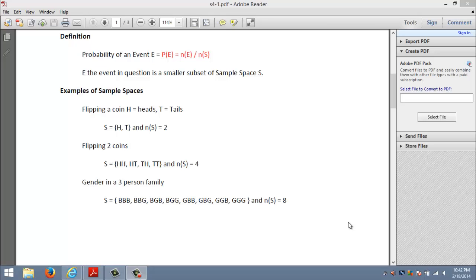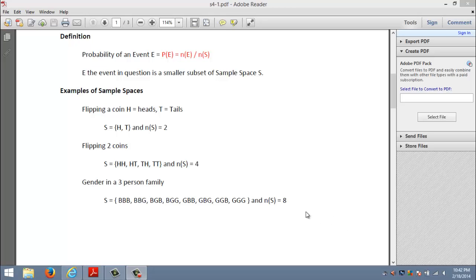In this particular introductory video on probability, I want to talk about some basic information. The definition of probability contains a set, and this set is called a sample space. The sample space lists all possible outcomes for that event.